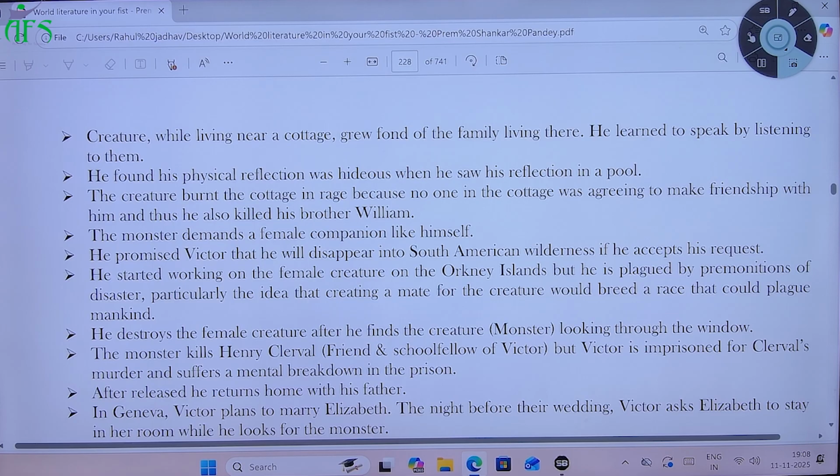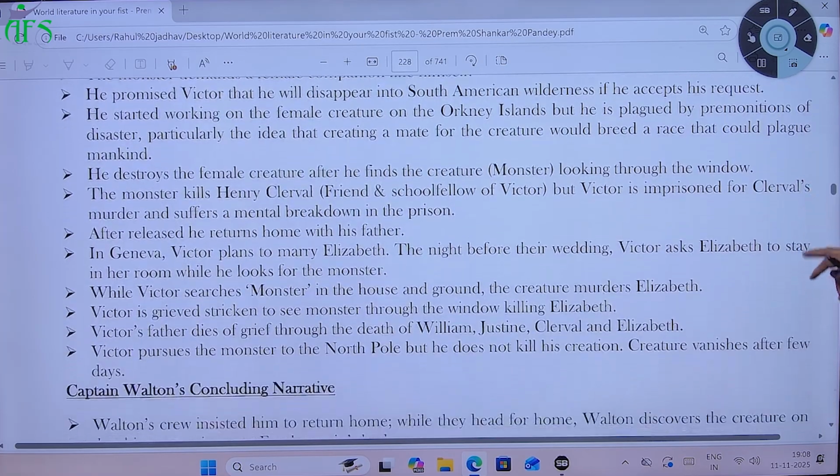The monster demands a female companion like himself. He promised Victor that he will disappear into the South American wilderness if he accepts his request. So he started working on the female creature on the Orkney islands, but he is plagued by premonitions of disaster, particularly the idea that creating a mate for the creature would breed a race that could plague mankind. So he destroys the female creature after he finds the monster looking through the window. The monster kills Henry Clerval, a friend and schoolfellow of Victor, but Victor is imprisoned for Clerval's murder and suffers a mental breakdown in the prison.